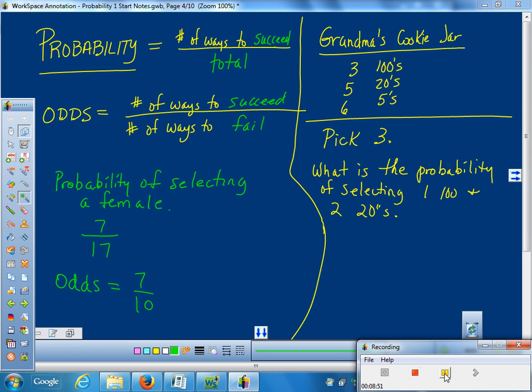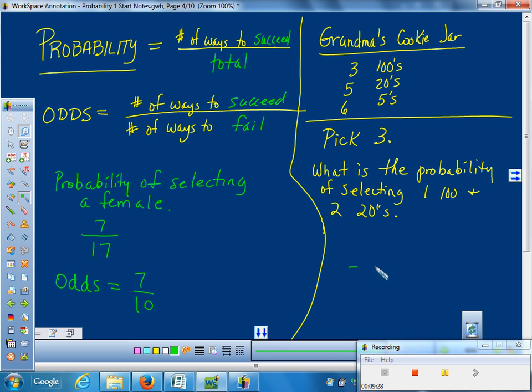You're picking multiple items, so we can't do it nice and simple now. That only works when we're picking one person. Now we're picking multiple. To be successful here, I have to know how many ways there are to get one $100 bill and 2 $20s. So how many groups of one $100 bill and two $20 bills could I pick?